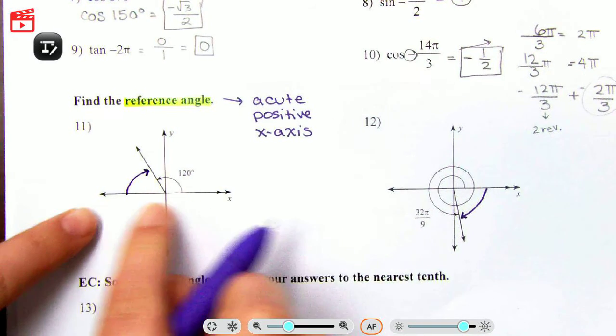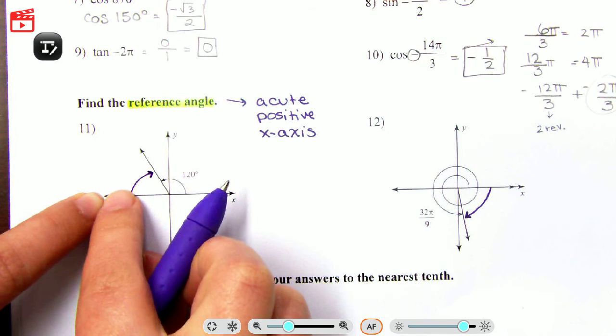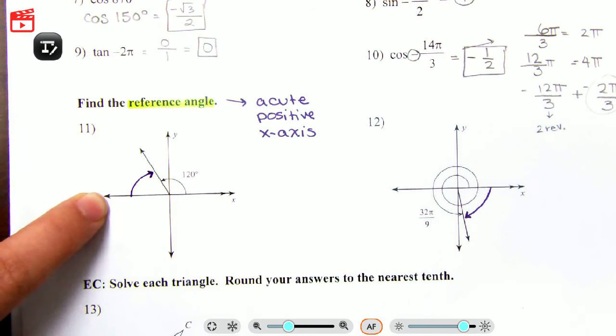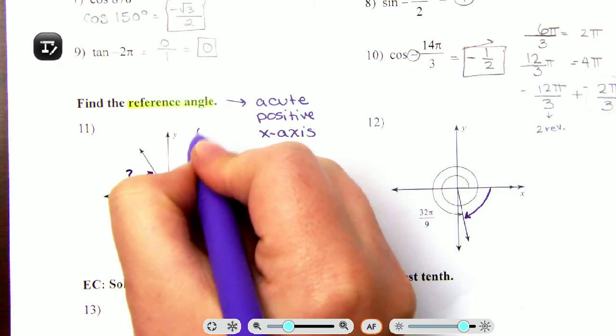So then, if we know this full half rotation is 180 degrees, and we have 120, what is this distance here? And this distance is 60 degrees.